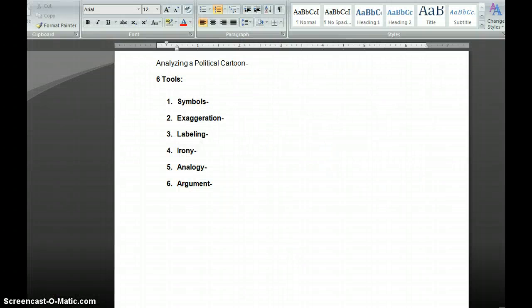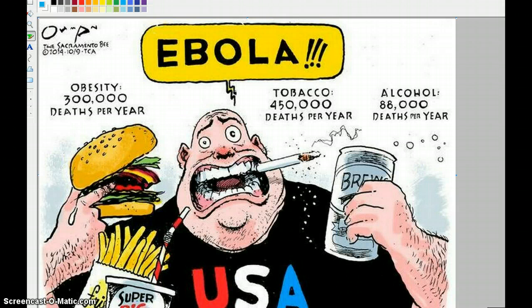So as we know, there are 6 tools with which to analyze a political cartoon. So we're going to take this political cartoon through the 6 different scopes. So the first one, as we see, is symbols. And so there's a couple different symbols within here.